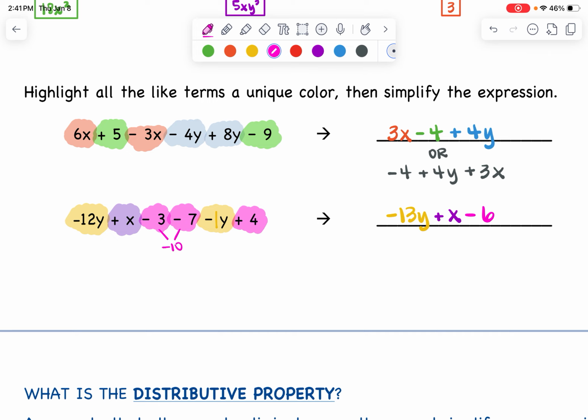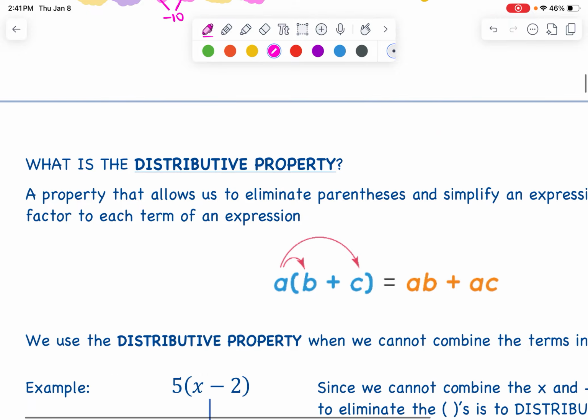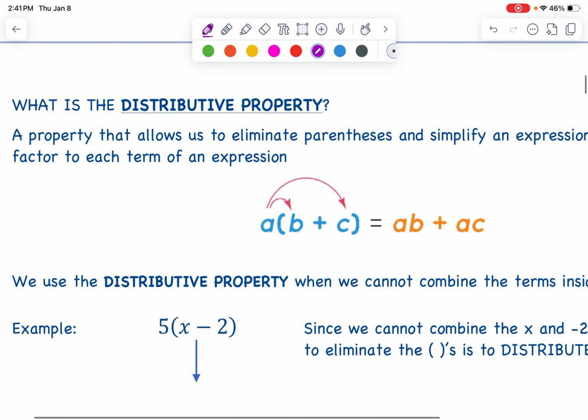And again, the order doesn't matter as long as you have all the correct signs. As long as your x is still positive, your 6 is still negative, and your 13y's are still negative, then we're all good. All right, so moving on to the distributive property.